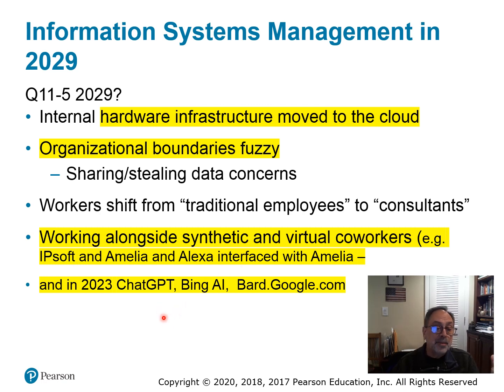You've seen some videos and some presentations on IPsec and Amelia, how that can talk to Alexa.